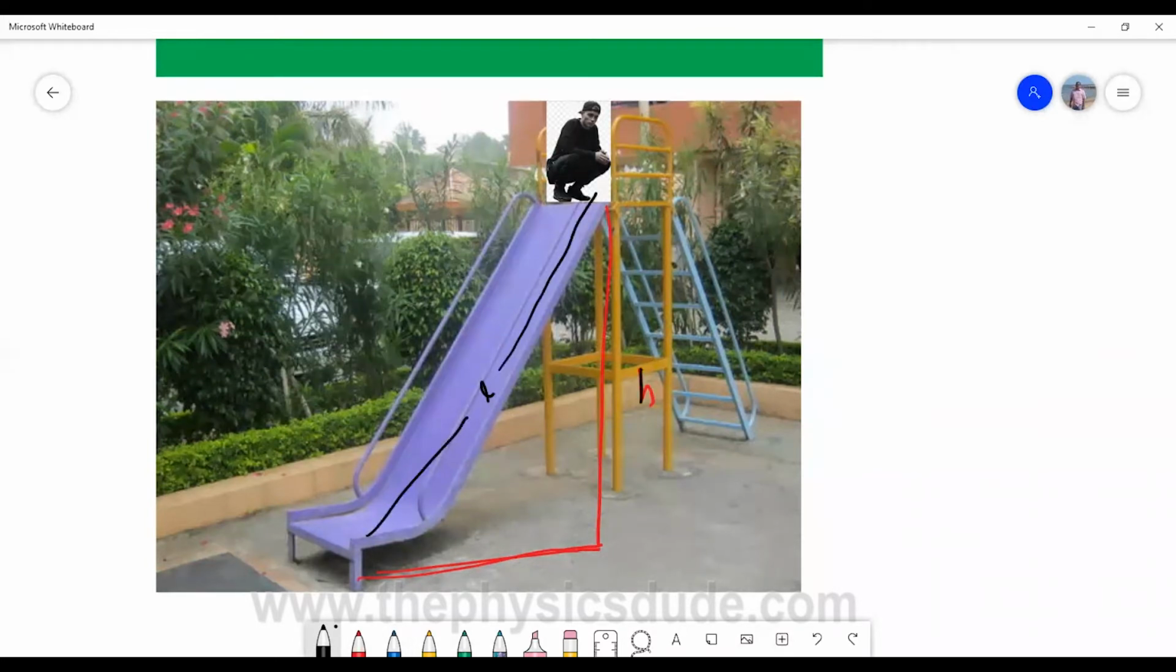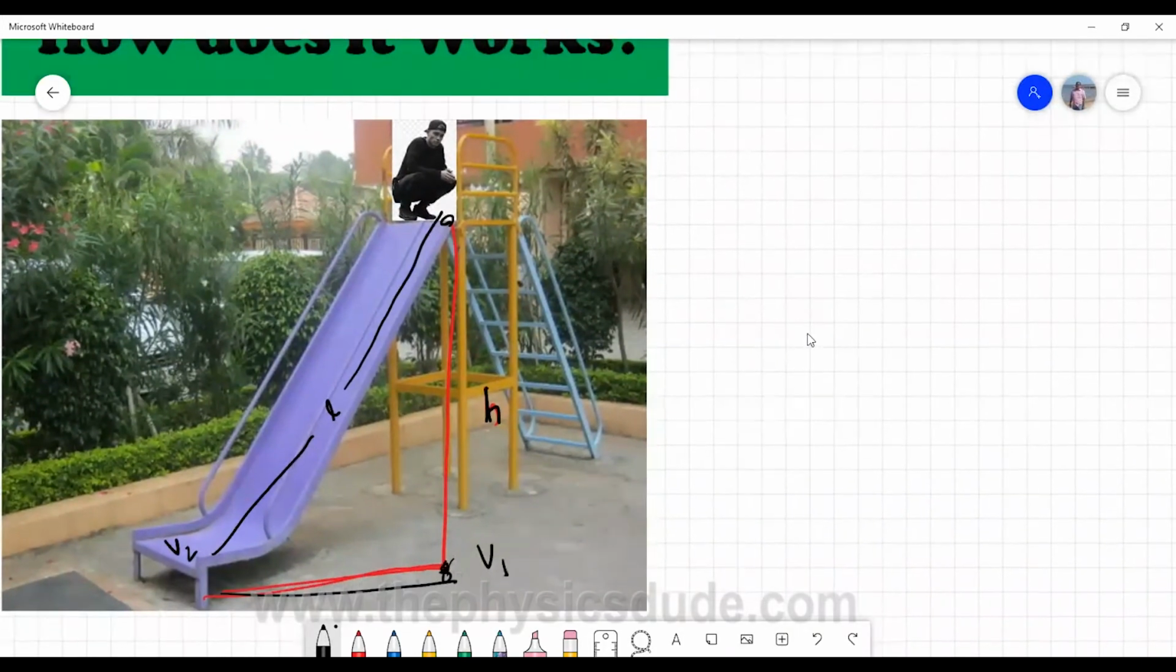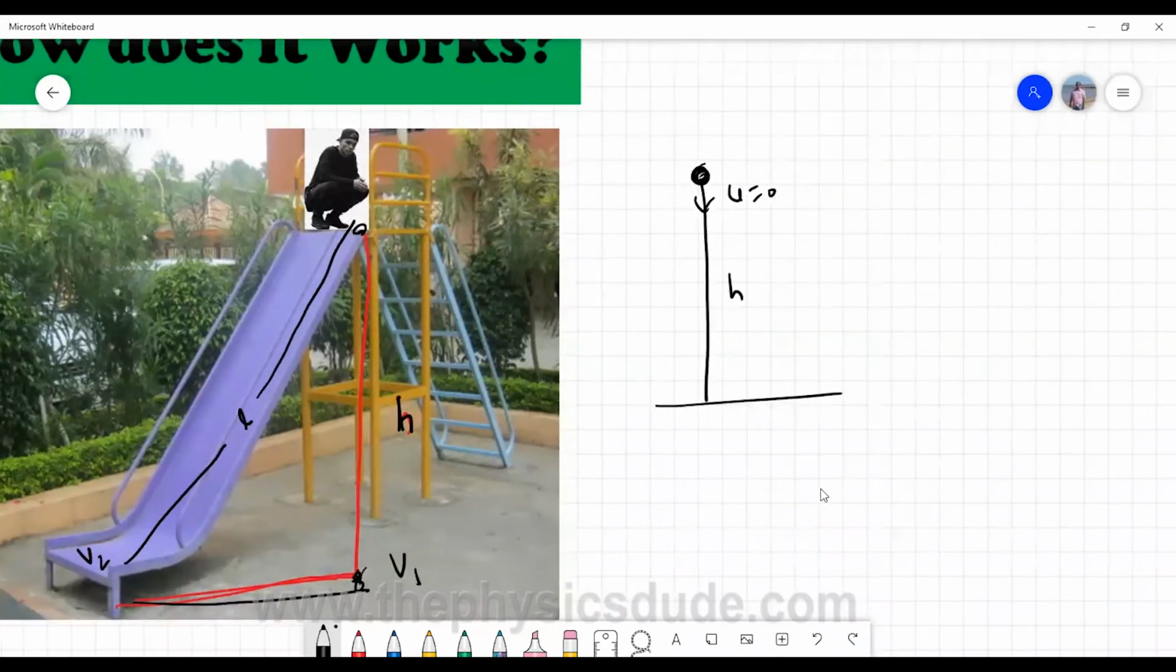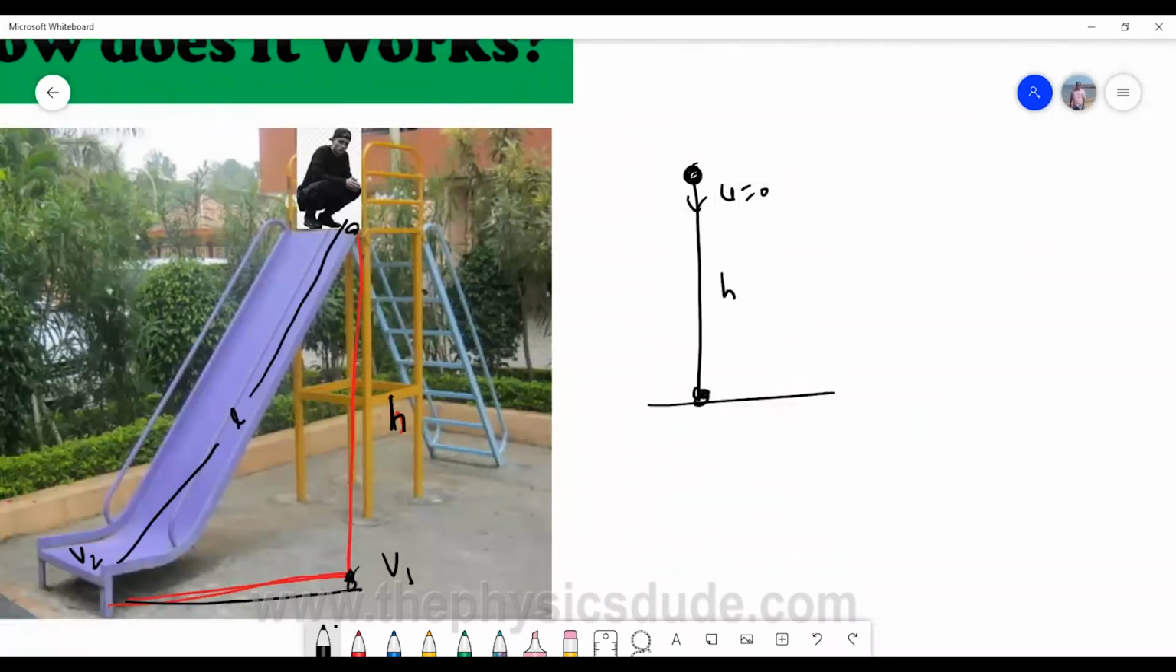Now I'll just take two cases. In the first case, what will happen if the man jumps out of this? With what velocity will he reach the ground? In the second case, suppose he slides along the incline, what is the velocity? Let me calculate. In the first case, the man is at height h from the ground level. Since he is jumping, it's a freely falling body, and we all know that for a freely falling body, on touching the ground, its velocity v1 is root 2gh.